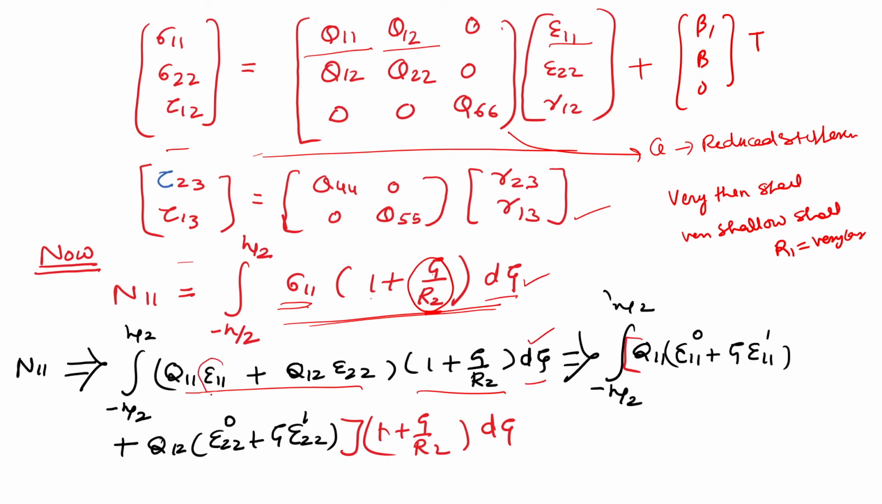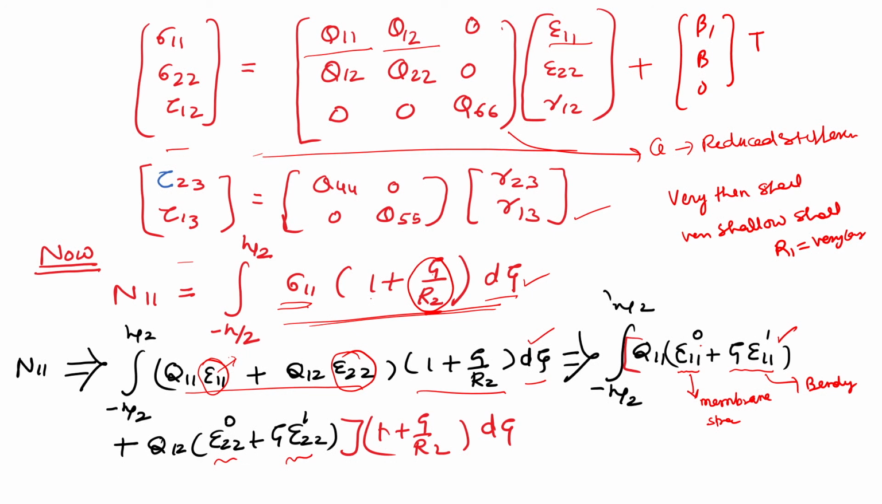Now, you know epsilon 11 and epsilon 22. When we defined the strain components initially, we said that there will be two parts: one causing membrane stretching in the shell, and the second causing bending in the shell. Those terms are clubbed under epsilon 11 zero, and some terms under epsilon 11 one. So these terms are called membrane stretching and these are called bending or curvature. In the same way epsilon 22 is expressed.